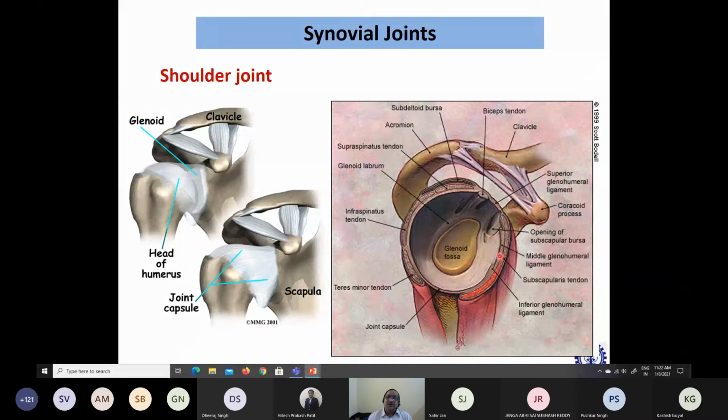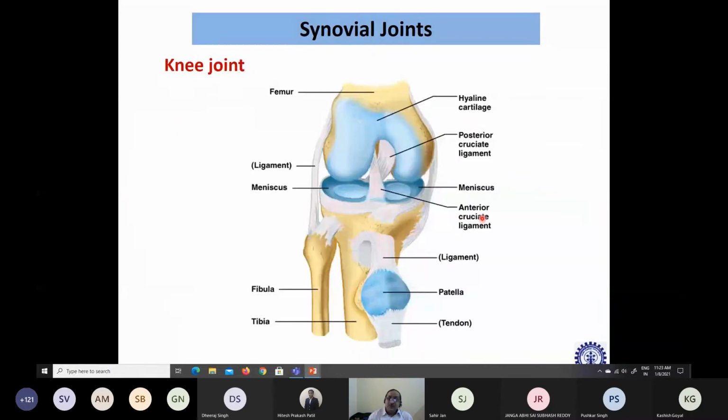But of course, it is a synovial joint in all respects, and it gives us the largest range of motion in the human body. No other joint provides so much range of motion as the shoulder joint does. Now, this shoulder is from the upper limb, and if I consider the knee joint, that is another major joint in the lower limb.